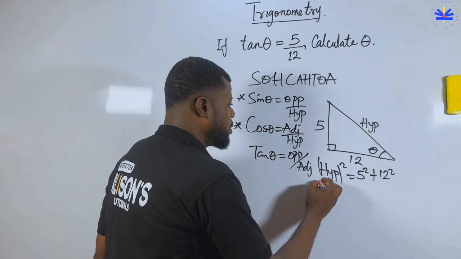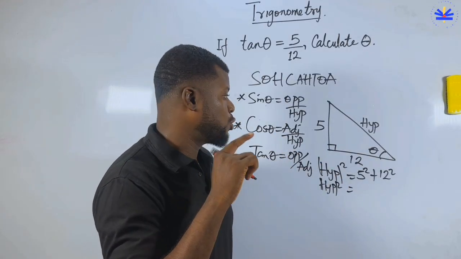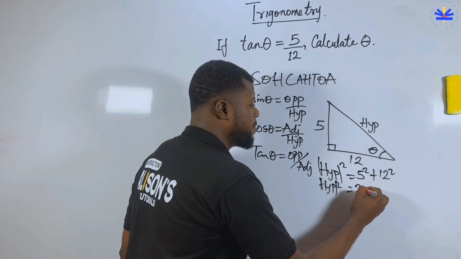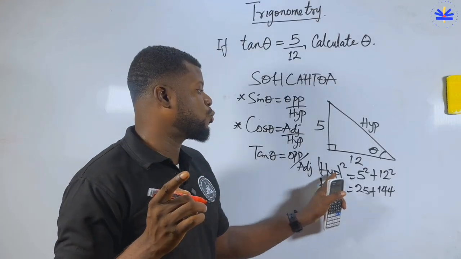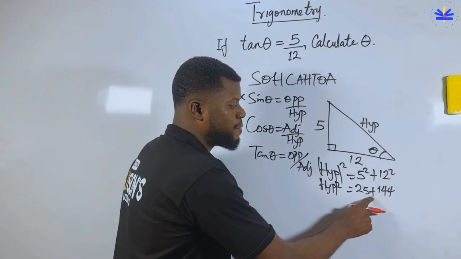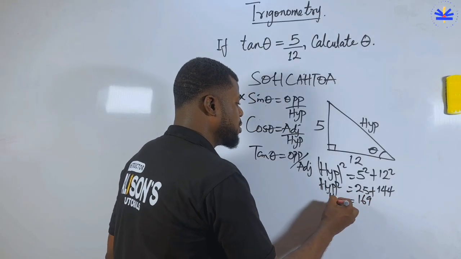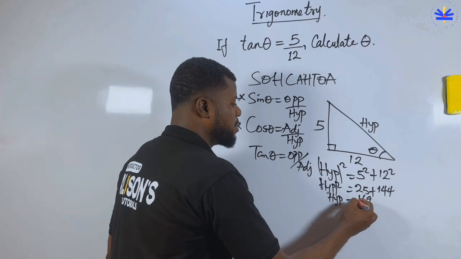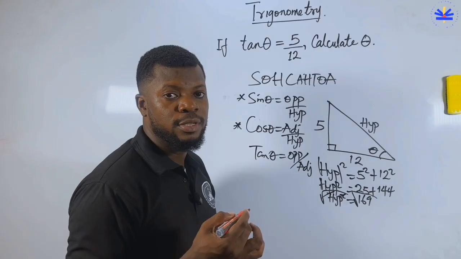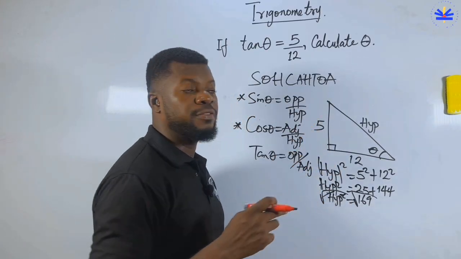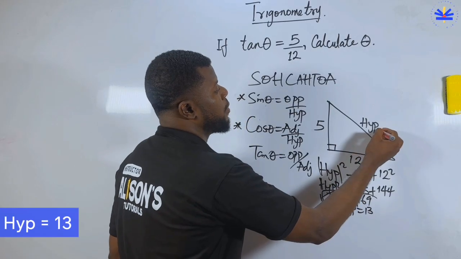Now what do we need to do? We say the hypotenuse squared will equal 5 squared plus 12 squared. This will give us 25 plus 12 squared is 144. Now what's the next thing? You need to take the square root of both sides of the equation. Remember, 25 plus 144 should give you 169. So if you have here 169, and then you're taking the square root of both sides of the equation, the square and square root will cancel out, leaving us with hypotenuse equal to square root of 169, which will give you 13. So hypotenuse now equals 13. So that means this our hypotenuse is 13.